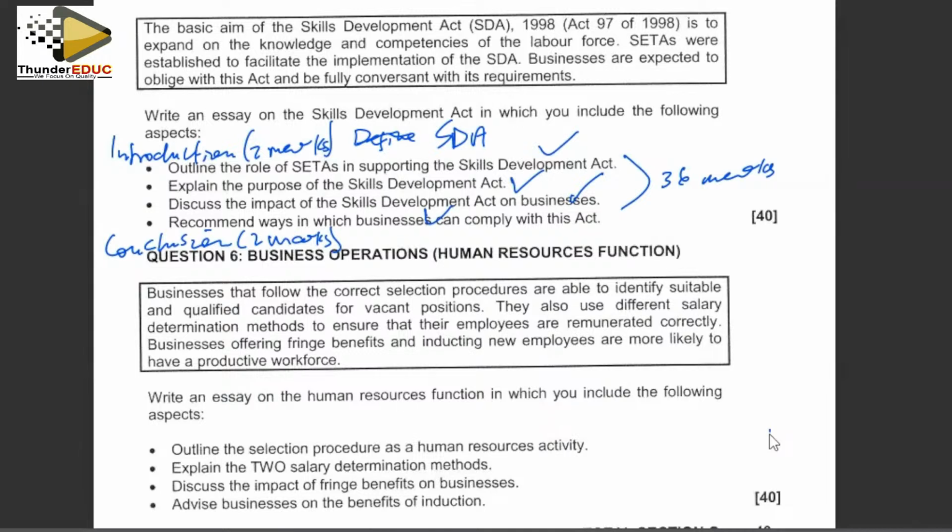And also 1% of an employer's payroll has to be paid to SETAs. So now let's come to our conclusion.